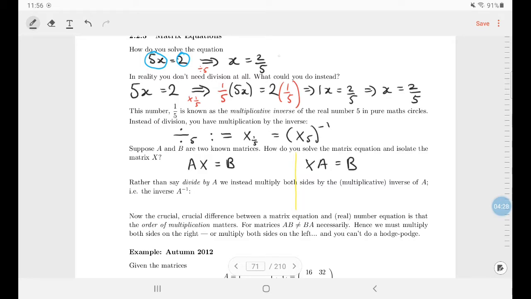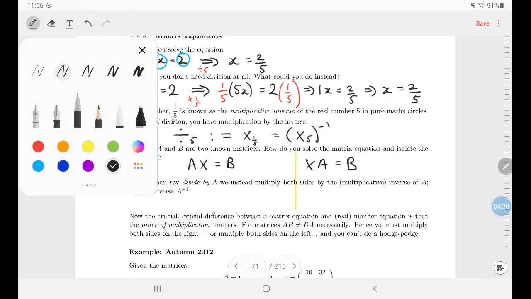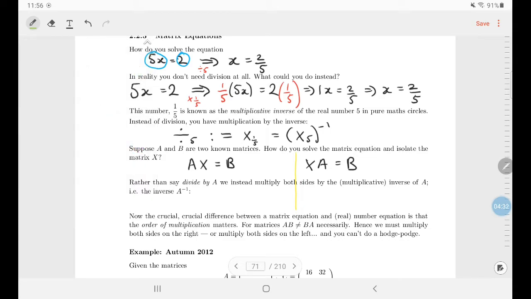So we can go straight from here to, well, it's hard to pick which one. Okay, we'll forget about that. Essentially, what you want to do, you're looking for the matrix X. You want to get rid of this multiplied by A.